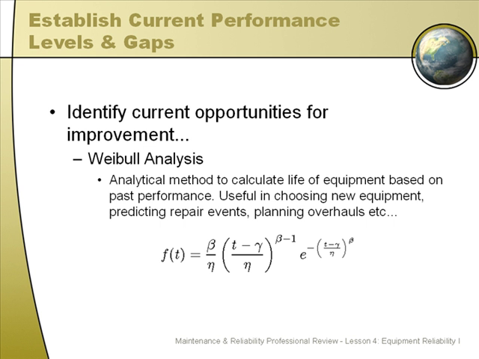Okay, now we're going to get into something a little deeper. This is called Weibull analysis. Weibull analysis is a tool that you can use to look for opportunities for improvement. It's an analytical method to calculate the life of equipment based on past performance. It's useful in choosing new equipment, predicting repair events, planning overhauls, etc. This is pretty deep. There's a lot of calculation involved in it, and I've got a formula shown on the screen here that kind of shows the basic formula that controls the Weibull analysis calculation.